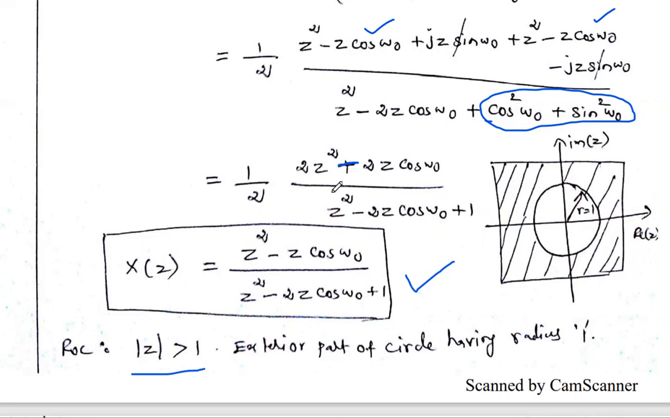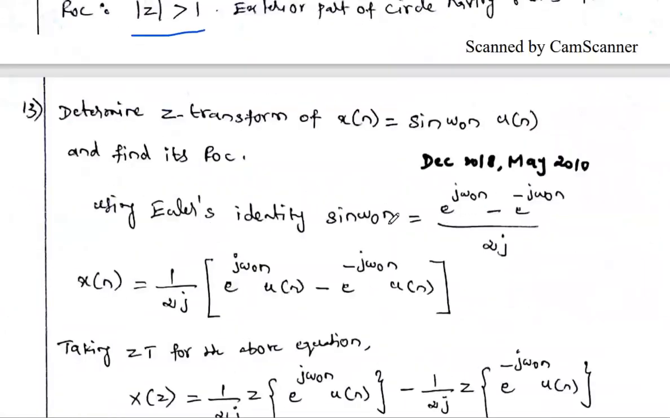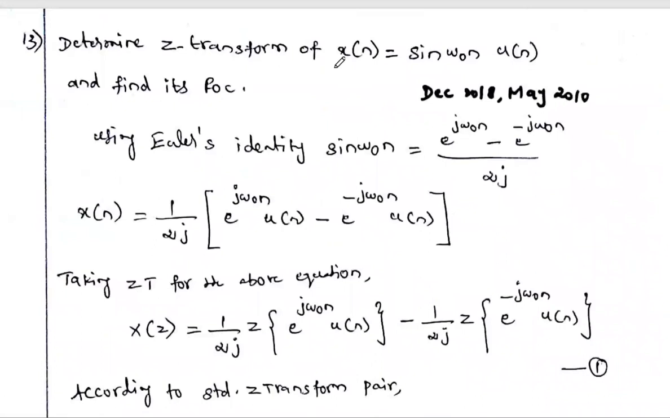Similar to this cos omega naught n problem, there is a sin omega naught n into u of n problem. That is the next thing. You see, determine the z transform of x of n equal to sine omega naught n u of n. This question was asked in December 2018 and May 2010. It's an 8-mark question.